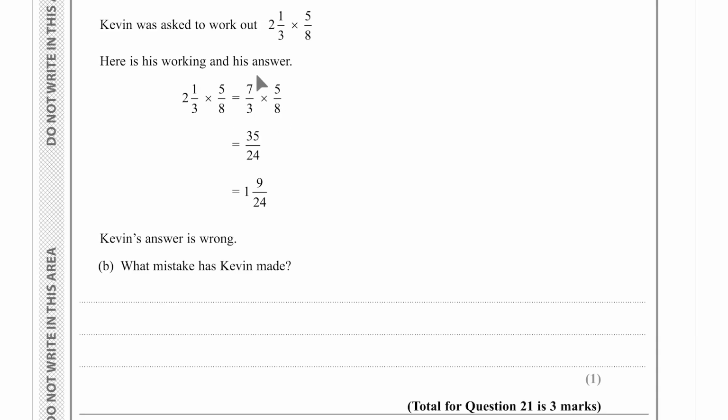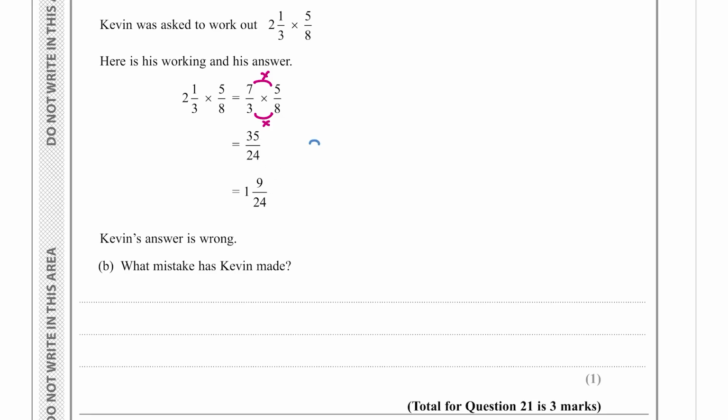So we should multiply the top. When you multiply fractions, you just multiply the top and the bottom. So 7 times 5, that's 35, that's correct. And 3 times 8 is 24. So he's right so far. What's he done here? How many marks is this question? Only 1, so we haven't really got to show anything.